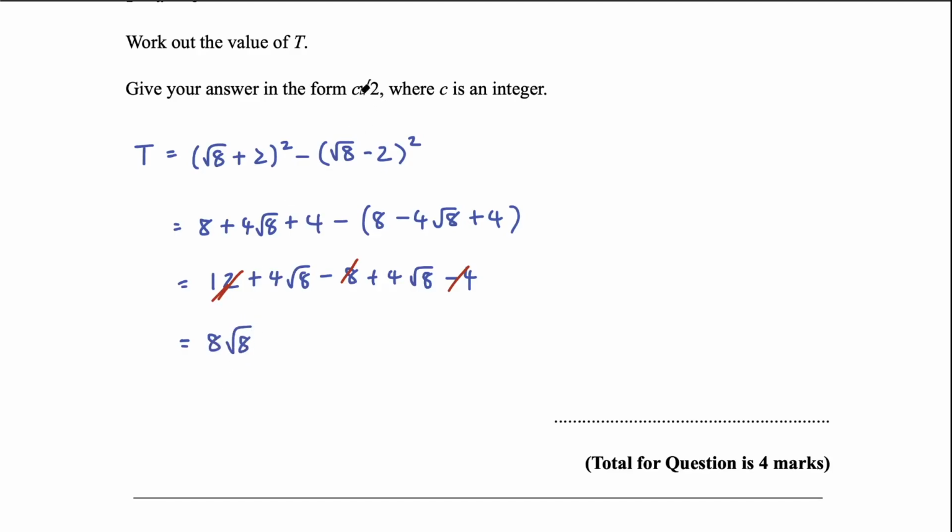Now it asks us to give the answer in the form C root 2. So the square root of 8 can be written as the square root of 4 times the square root of 2. So you notice those constants multiply to give 8. So this could be written as 2 root 2. So then this square root of 8 would be 2 root 2. Then we would have 8 times 2 root 2, which would be 16 root 2. So the final answer there is 16 root 2.